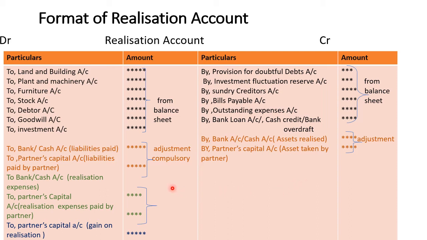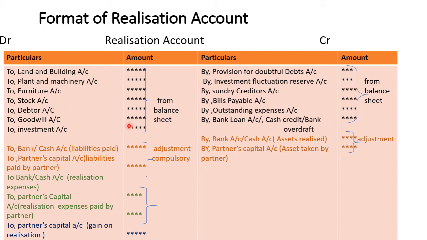So let's summarize this. First step is that you will transfer all the assets from the balance sheet except cash, bank and partners capital account and loss. Then next is that you will transfer the liability. Well, liability you will only transfer creditors, bills payable, outstanding expenses, bank loan account.